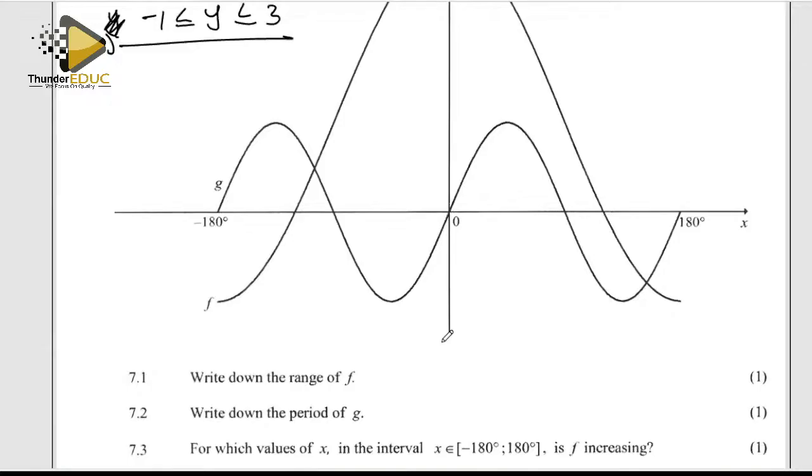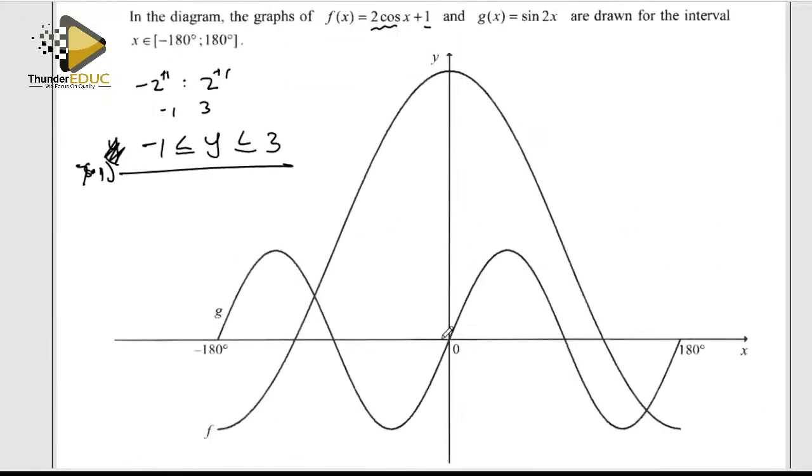Then 7.2, they want the period of G. So when you look at G, how many graphs can we see? This is one graph, those are 2 graphs, in a space of just 360, meaning that our period is just 180. So it takes us just 180 degrees to get a full graph. Alternatively, get the 360 divided by this coefficient of x. We must get the same thing.